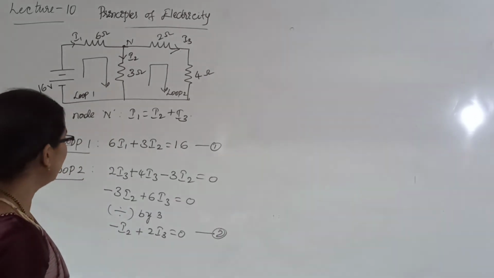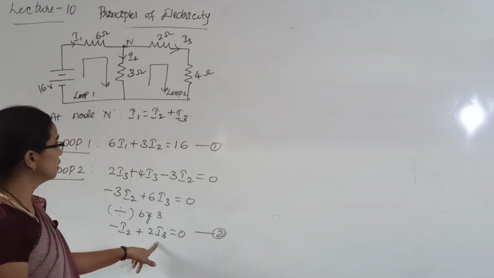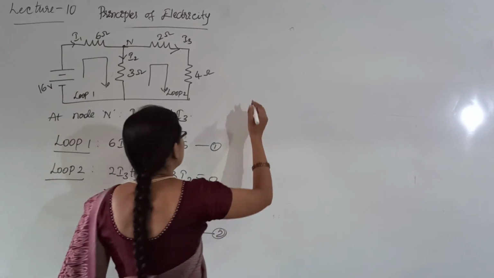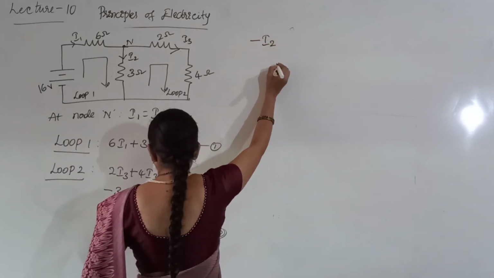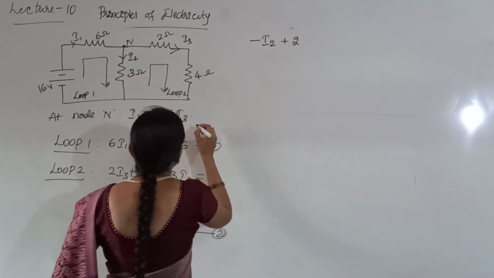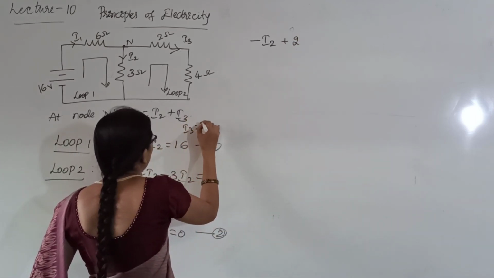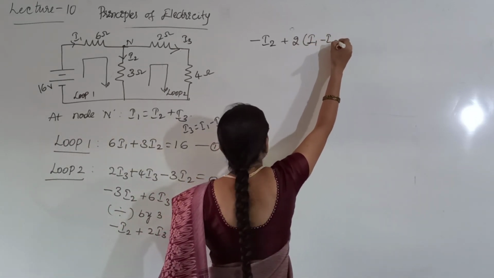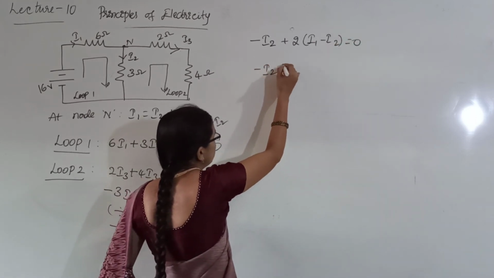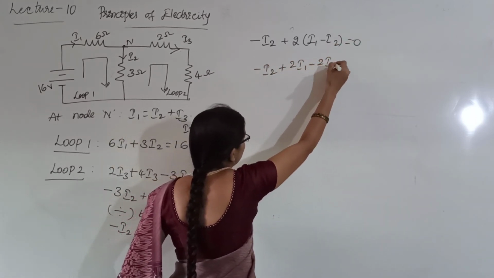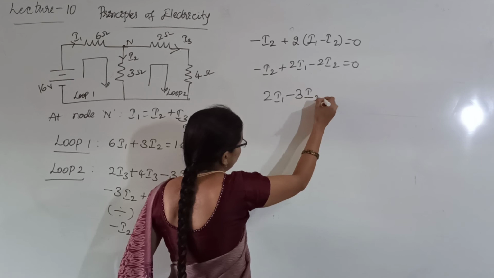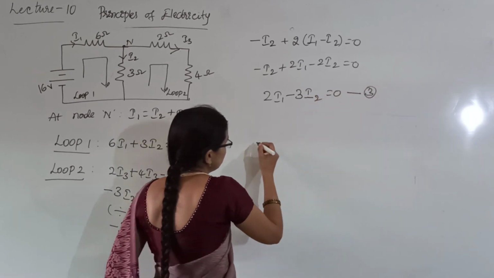So we have first equation in I1 and I2. Here I3 we have got extra. So I will substitute for I3 in the second equation: minus I2 plus 2 I3, with I3 equal to I1 minus I2. Minus I2 plus 2 I1 minus 2 I2 is equal to 0. It will be 2 I1 minus 3 I2 is equal to 0. Call this as equation number 3.